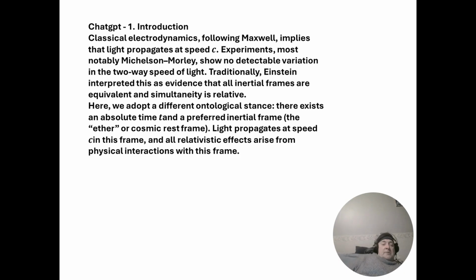So the introduction of the paper goes: classical electrodynamics following Maxwell implies that light propagates at speed c, that's in vacuum, free of the field and so forth. Experiments, most notably Michelson-Morley, show no detectable variation in the two-way speed of light. Traditionally, Einstein interpreted this as evidence that all inertial frames are equivalent and simultaneity is relative. Here we adopt a different ontological stance, and that's the nature of things. There exists an absolute time t and a preferred inertial frame, the ether or cosmic rest frame. Light propagates at speed c in this frame, and all relativistic effects arise from physical interactions with this frame.